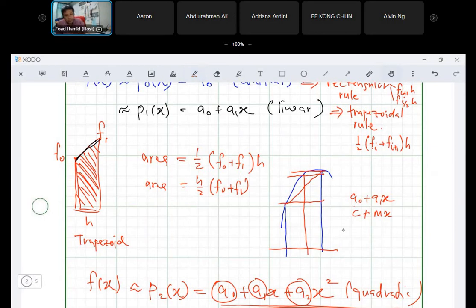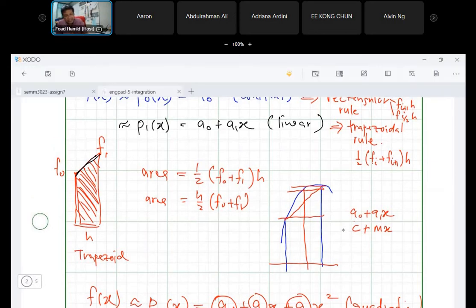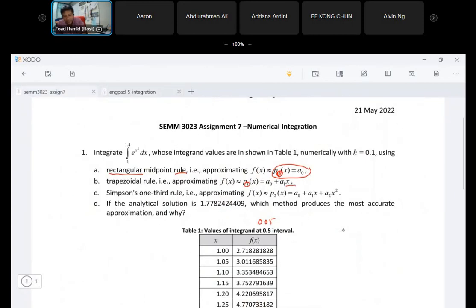That is why I mentioned this in my question paper, a0 plus a1 x. And the third one is Simpson's one-third rule, where we use a quadratic, or second order, approximation. So we need 3 points here because we have 3 unknowns, a0, a1, and a2. We need 3 points to evaluate a0, a1, and a2.